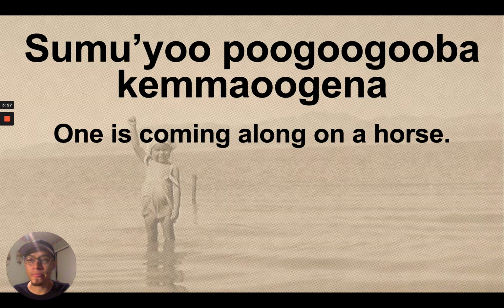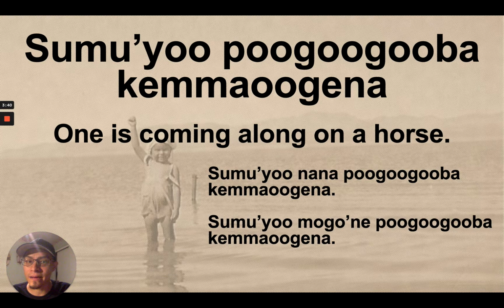Other examples. Sumu'yoo poogoogooba kemmaoogena means one is coming along on a horse. We don't know who, it's just one implied person. But you could say Sumu'yoo nana poogoogooba kemmaoogena, one man is coming on a horse. Or Sumu'yoo mogotni poogoogooba kemmaoogena, one woman is coming on a horse. So again, in all these examples, the number 1 is used as the subject of the sentence.